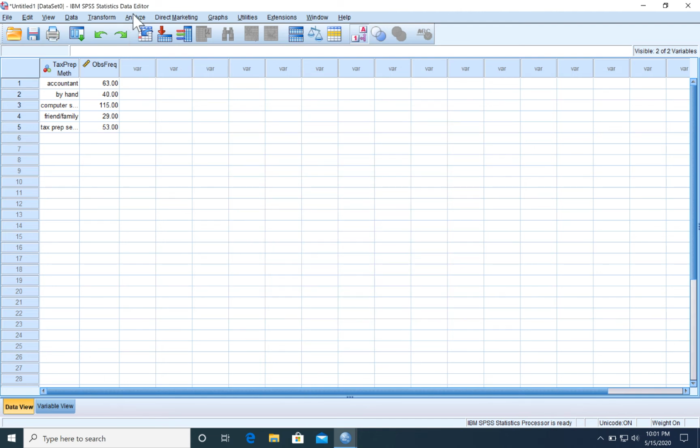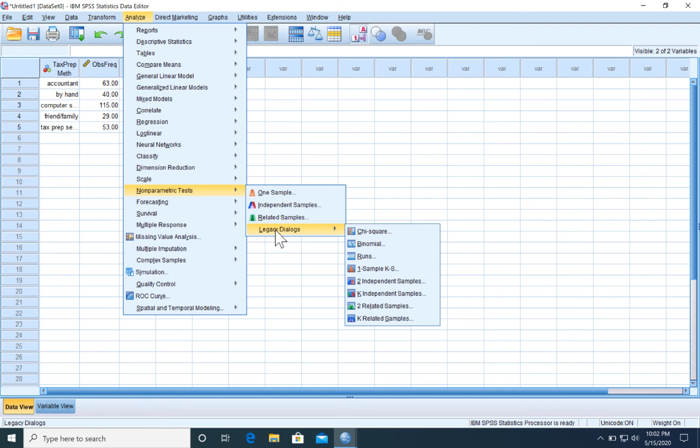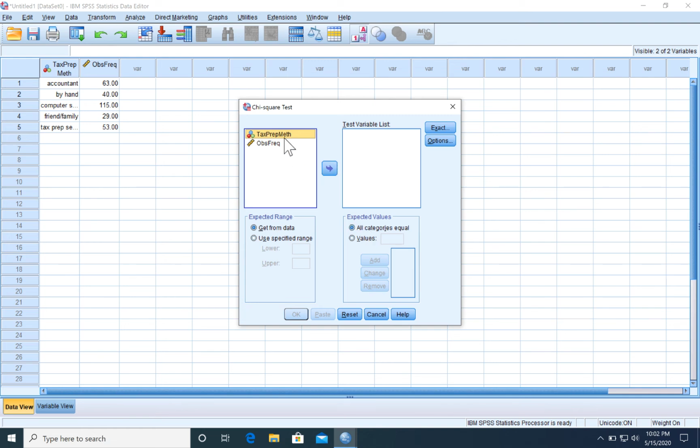We'll minimize that. We'll go to analyze. And what we will do, we will go to non-parametric tests because the chi-square test is an example of a non-parametric test. We go to chi-square. And test variable will be tax preparation methods. Okay, now, where it says expected values, because our expected values are non-uniform, it will not be all categories equal. We need to check off the box for values. And we have to enter the values manually.